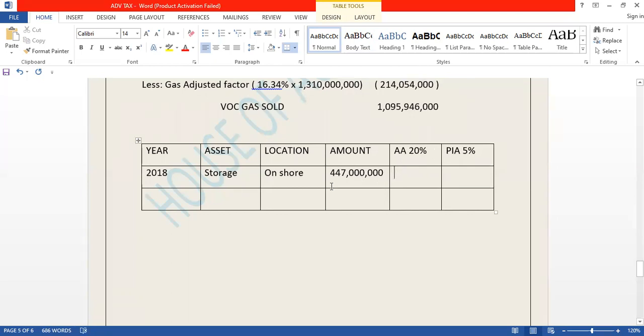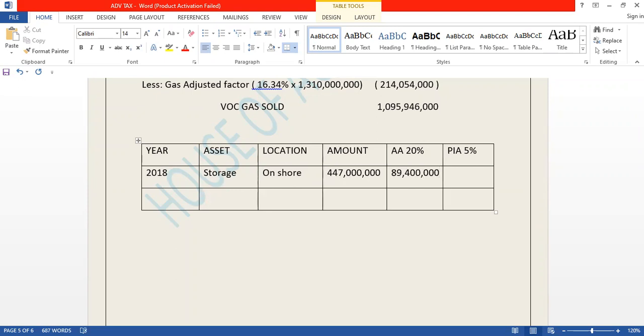So what is 20% of 447? 20% of 447. If you are still with your calculator. So I'm having 894, which is 89400, right? Then we have the remaining. What is 5% of 447? 5%.